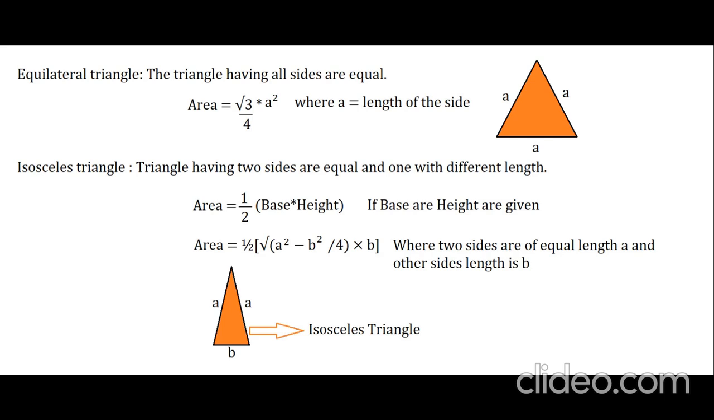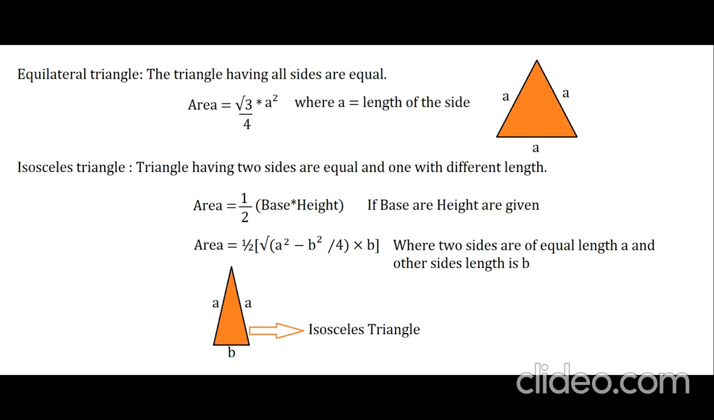Next one is equilateral triangle. The triangle having all sides of equal length. Then we can find the area by using the formula a square root of 3 divided by 4 into a square, where a is equal to the length of the side. You can see in the figure the triangle has all sides of equal length a.